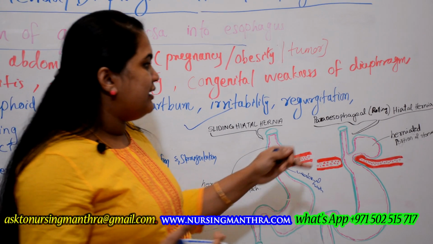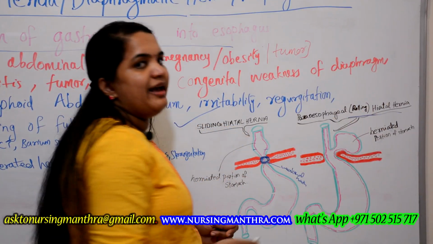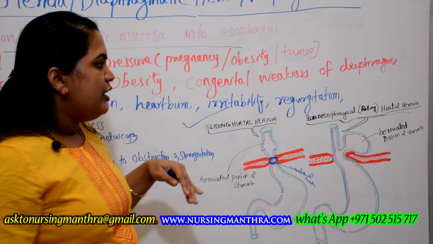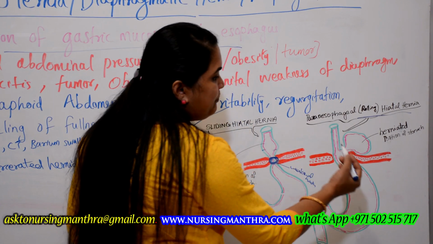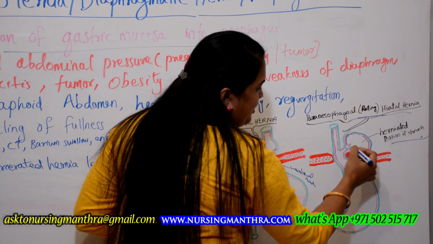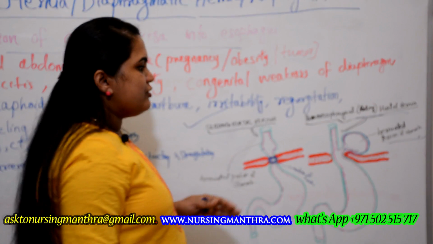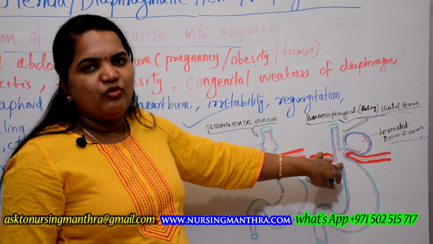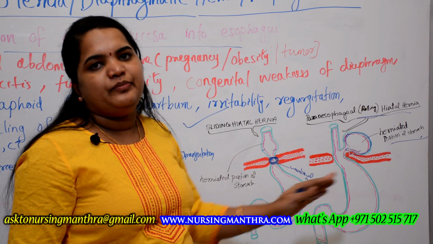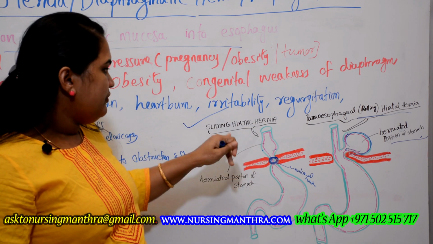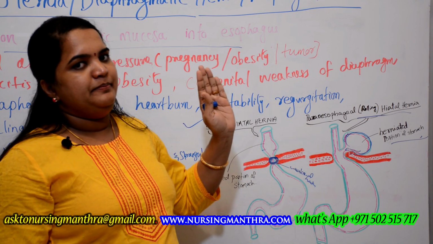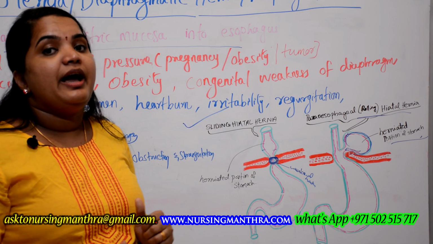Another type is paraesophageal or rolling hiatal hernia. Sliding is there, rolling is there. Here the herniated part will be located on this side. The herniated portion of the stomach will be like this, enlarging here. It will not slide; it will not always be a sliding one. It will roll on this side, and it will not come down. So these are the two types: one is sliding hiatal hernia, another is paraesophageal or rolling hiatal hernia. I hope you understood the types of hiatal hernia.